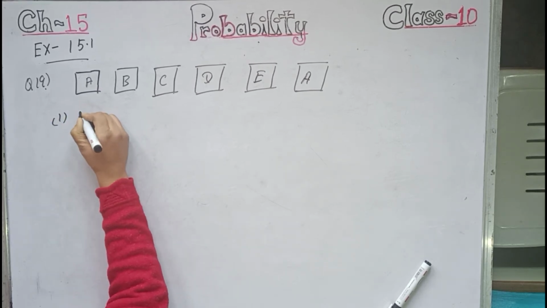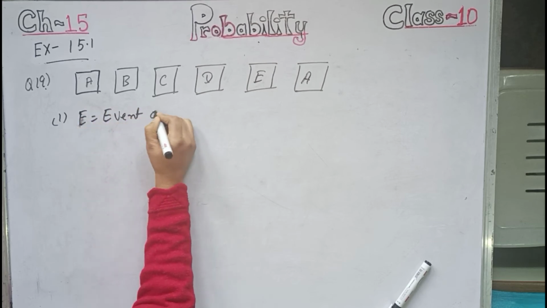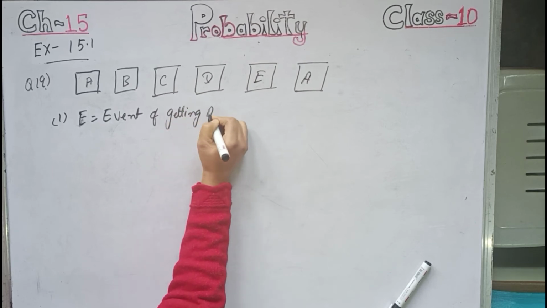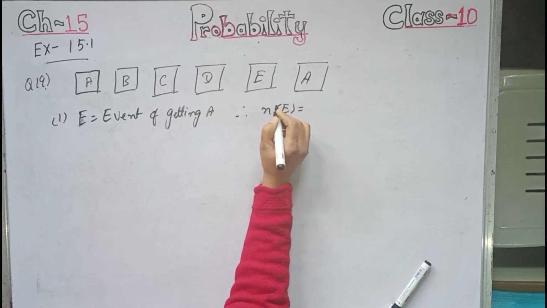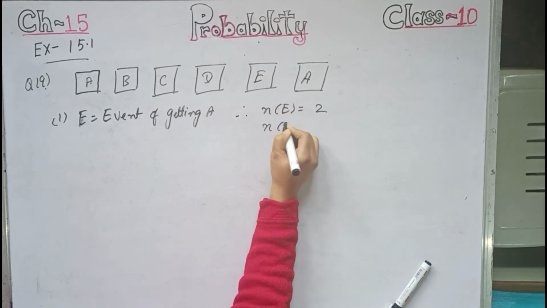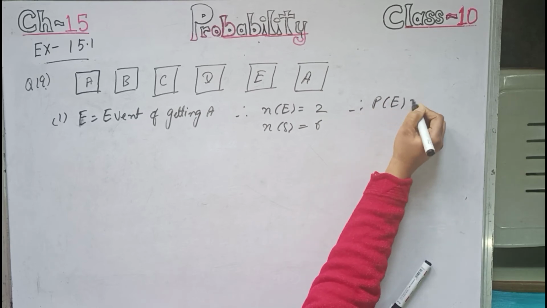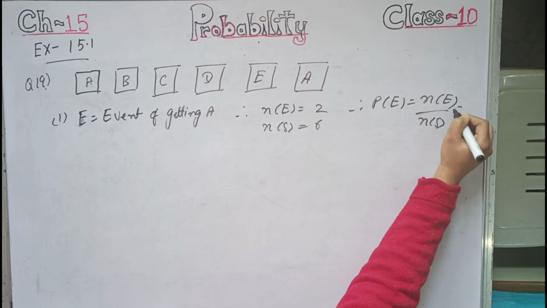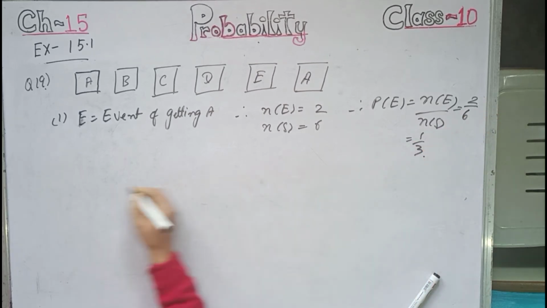So we will be writing E is equals to event of getting A. Therefore NE is equals to 2 and NS is 6. Therefore PE is NE by NS equals to 2 by 6 equals to 1 by 3.